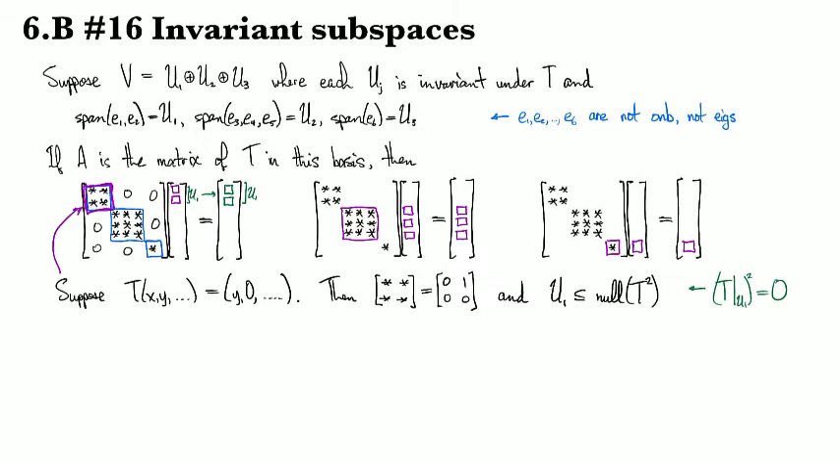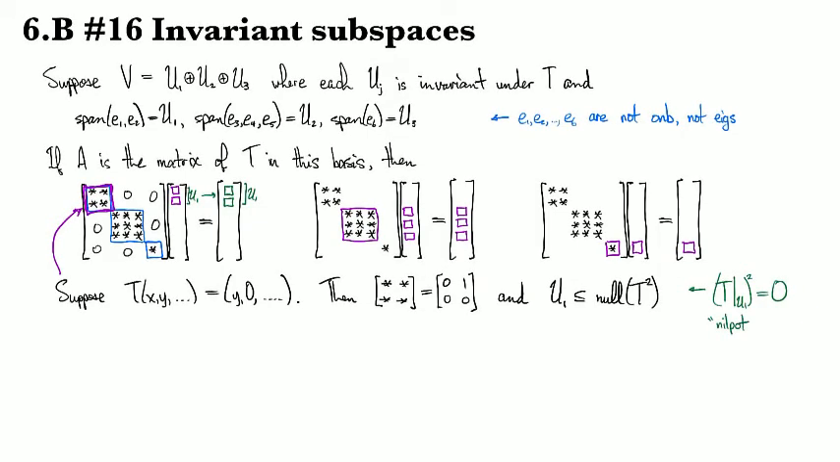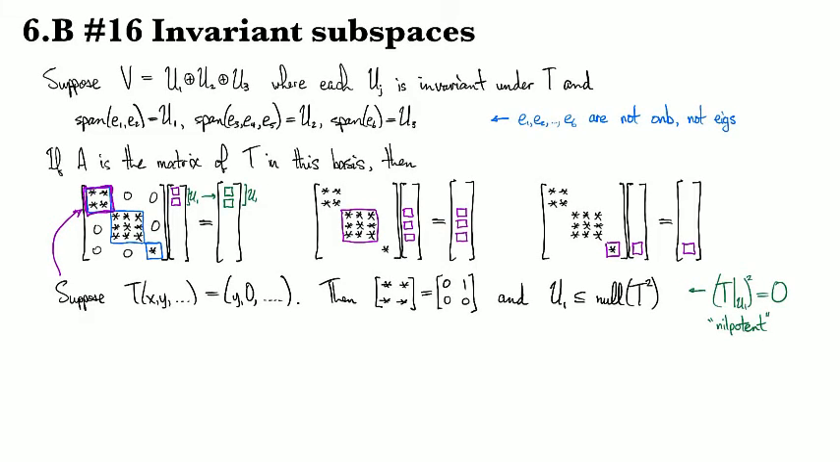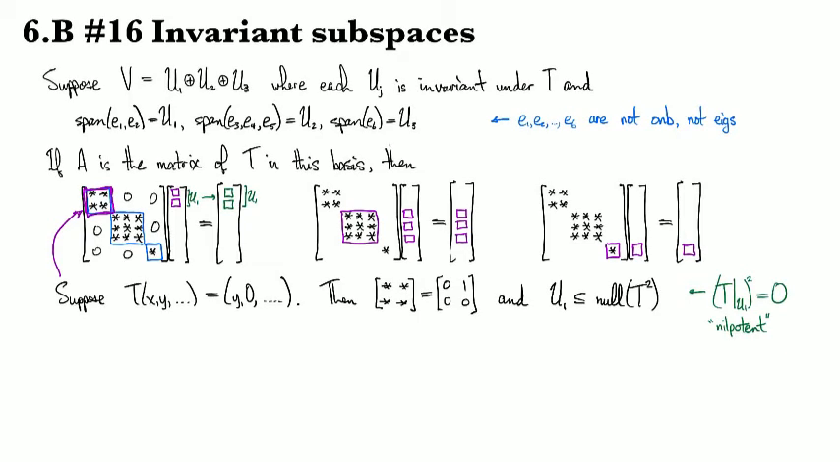So this is an example of an operator that we say is nilpotent. Potent meaning power, and nil meaning 0. In other words, if you raise it to a power, you get 0.